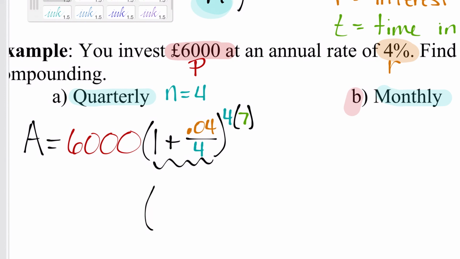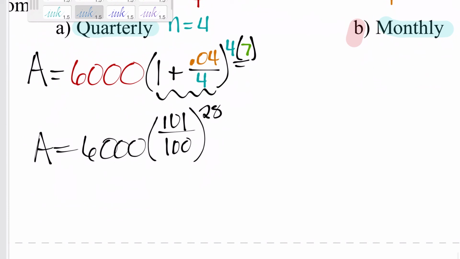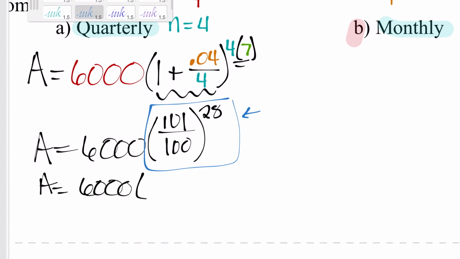So now we're just going to start simplifying. Inside, I would end up with 101 over 100. My exponent would now be the 28th power. We've got to do our exponents before we multiply. This tends to be where my students kind of get tripped up. They start to multiply before the exponents, but order of operations says we have to do those exponents first. And then we can multiply.